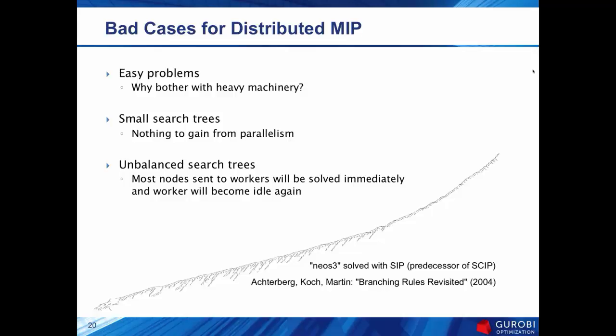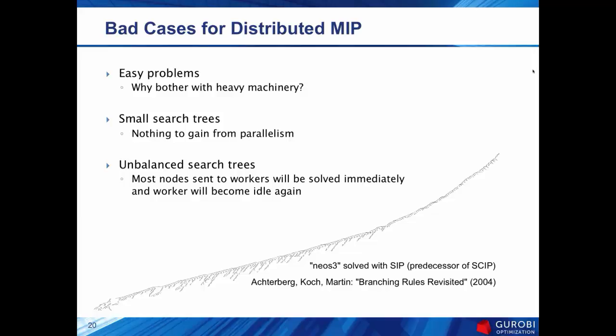Also, and this picture at the bottom, I hope you can see it, is an example of an unbalanced search tree. You could solve this tree with distributed MIP, but what's going to happen is that part of the tree is going to go to one worker that's going to do a lot of work, and the remaining part of the tree will go to workers that'll solve one node and find out it's pruned or infeasible, and it'll then be stuck waiting for the other nodes to synchronize. And so that worker will be idle.